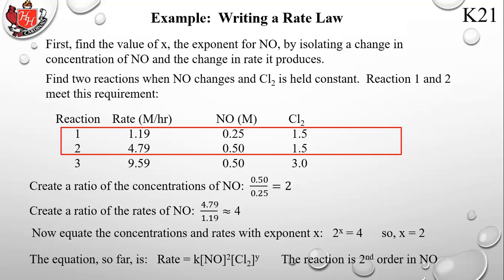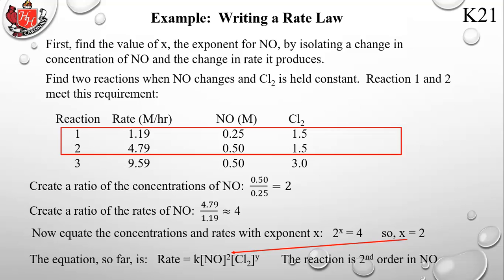Don't make that mistake. So you simply have to ask yourself, what power do you raise 2 to in order to get 4? And the answer would be 2. 2 to the second power would give you 4. So what that means is that 2 is the exponent for NO. That's the x value, the exponent for NO that we're looking for. So the reaction is second order in NO.